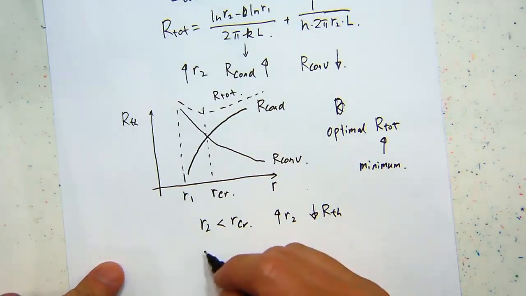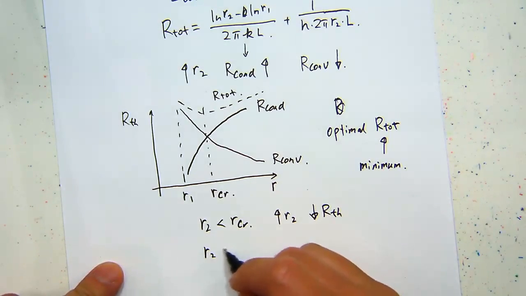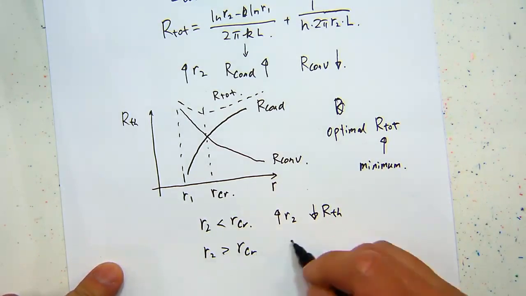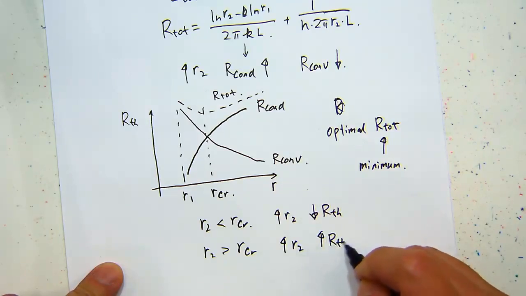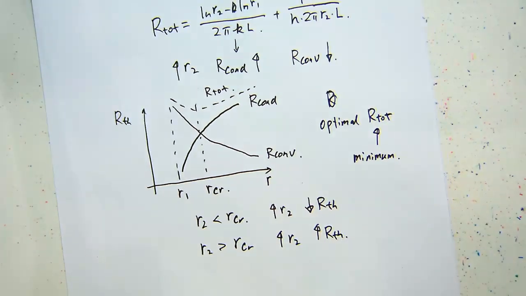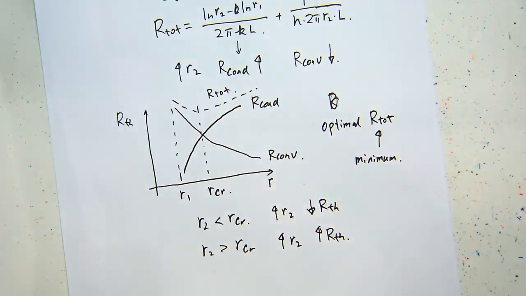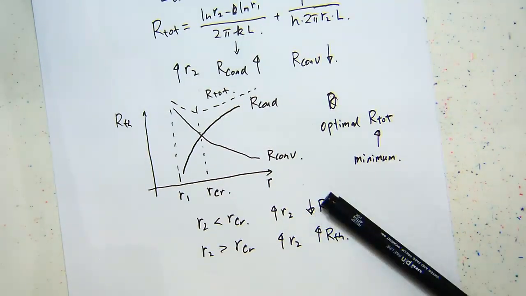All right. So only when the radius is larger than the critical radius, when you're increasing R2, your resistance will go up, which means the thicker insulation layer will indeed insulate better. If it's below the critical radius, the thicker insulation layer actually will insulate worse. All right, so that's what we learned from here. All right, that's it for today.